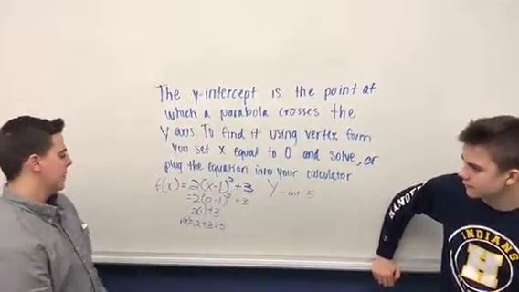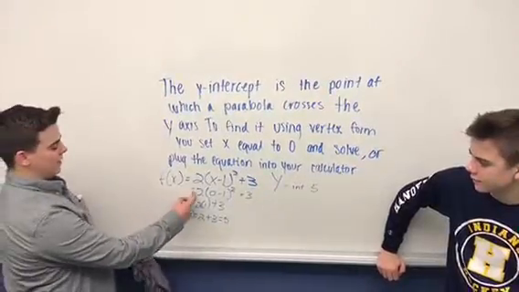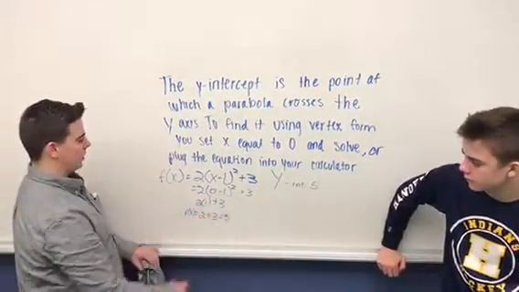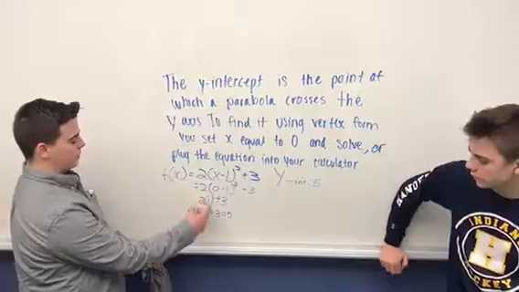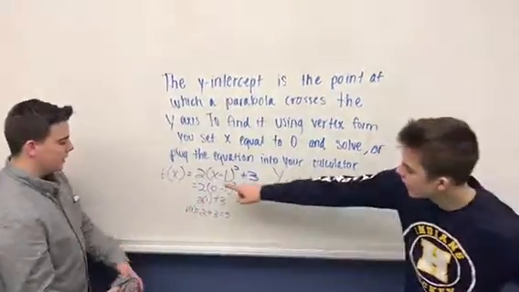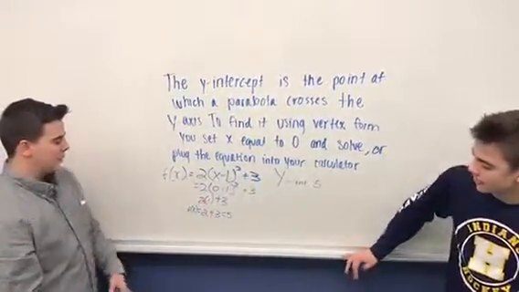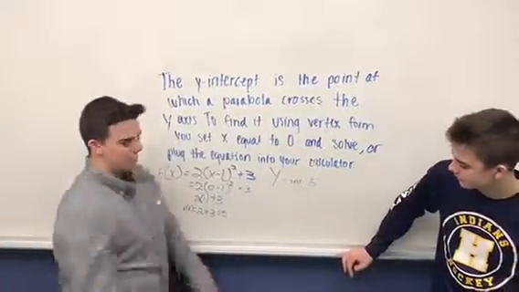So right here I have f of x equals 2 times x minus 1 squared plus 3. So I did 2 times 0 minus 1 squared plus 3. Get an x equals 0 there. Yep, and 2 plus 3 equals 5, so the y-intercept is 5.